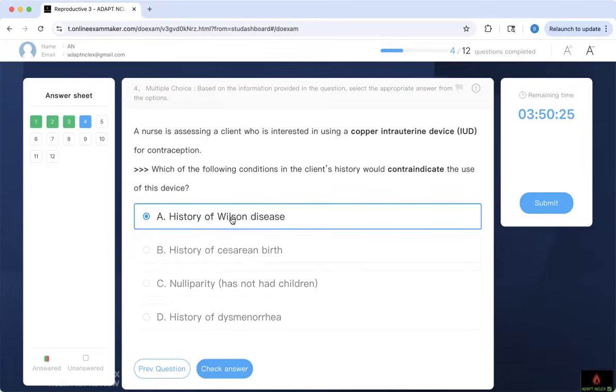In Wilson disease, usually they cannot metabolize copper. They have deposition of copper in the liver, in the heart, and they have problems in their eyes, all of them classic symptoms. And therefore, if you have Wilson disease, you cannot take copper. Cesarean birth, no contraindication. If you never had a baby, no contraindication. If you have heavy menses, no contraindication.